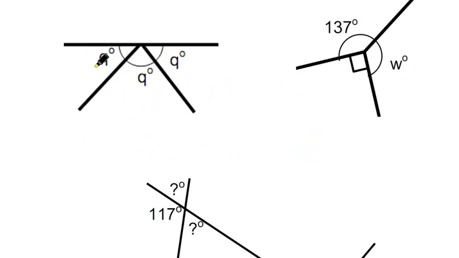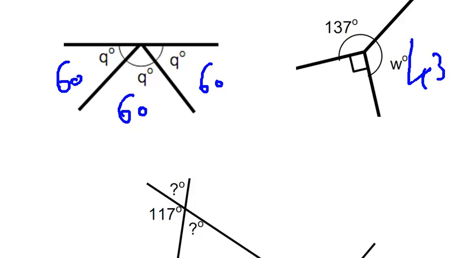When it comes to angles, we know that angles on a straight line add up to 180, so 180 divided by 3 gives us 60 degrees for each of these angles. We know that angles at a point add up to 360, so we go 360, take away 137, take away 90, and we get an answer of 43.